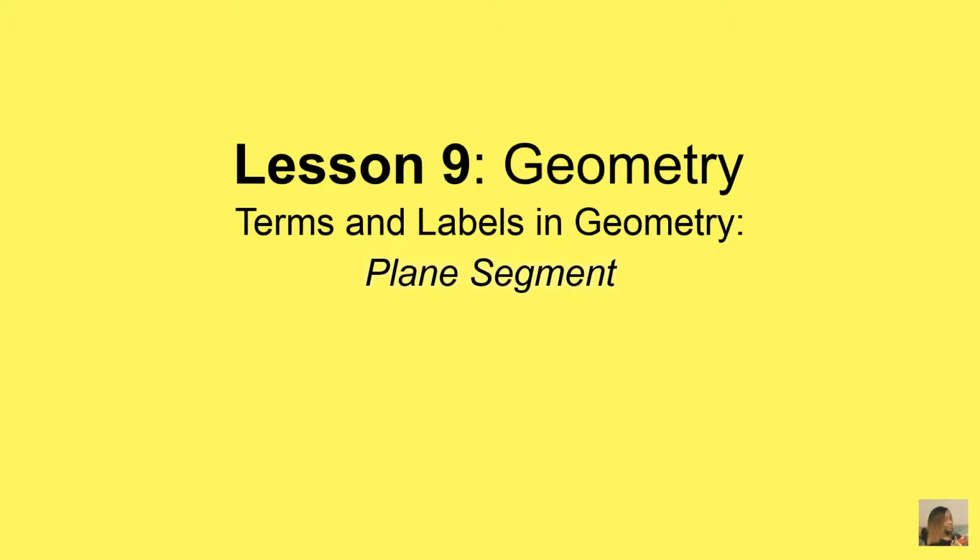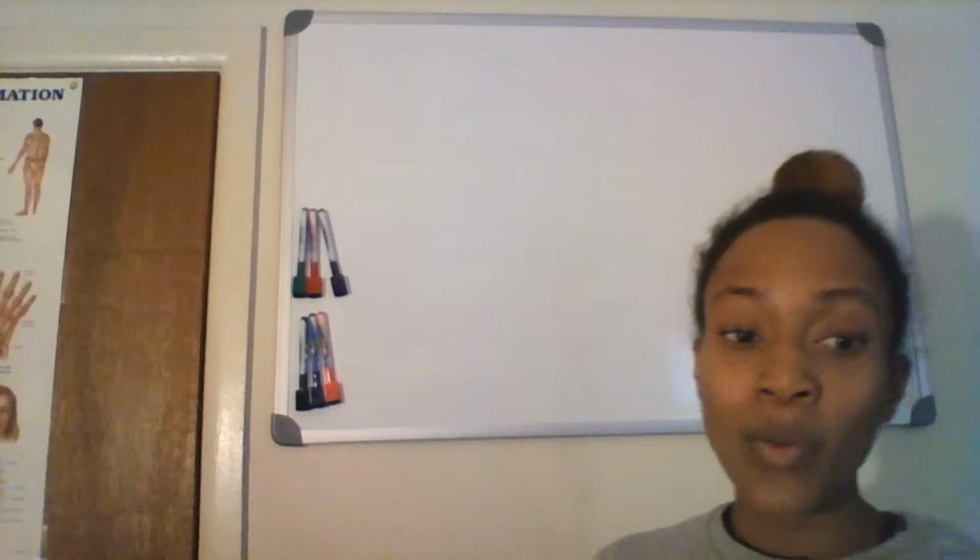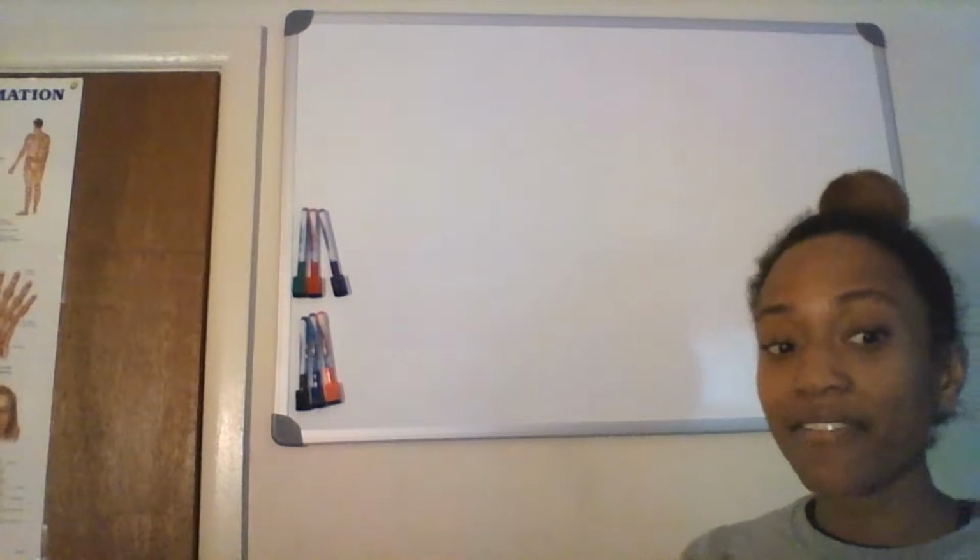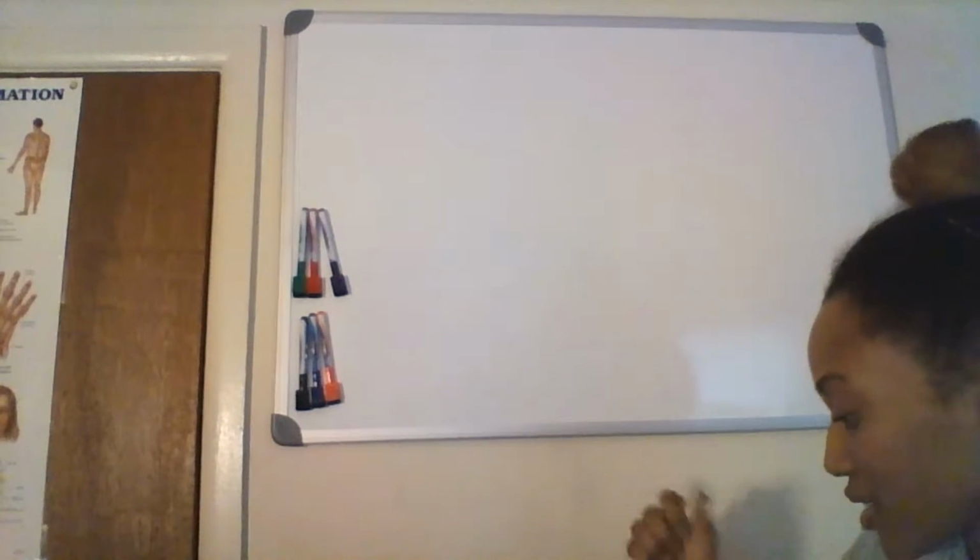Lesson 9, Geometry, Terms and Labels in Geometry: Plane Segment. What we're going to do now is erect a finite two-dimensional object.